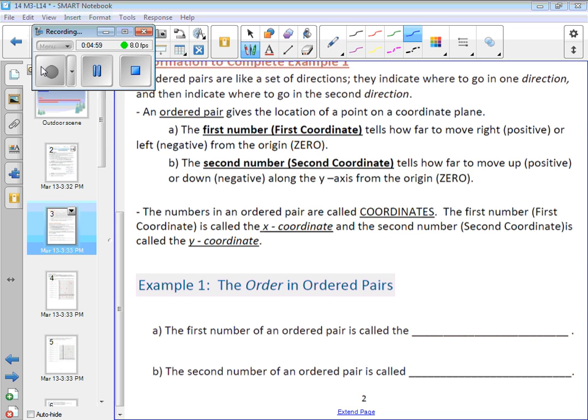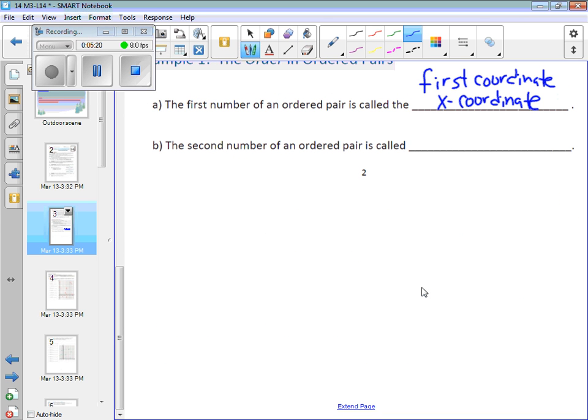Go ahead, Lil. We're going to call it two things. It could be called first coordinate or the x coordinate. So let's put both, because you'll see it in Common Core both ways. And I want you to be familiar with both. Can you see that? What about the second number? Matt? Y coordinate or second coordinate? Okay, and both terms again, you'll see it both ways. Second coordinate and the y coordinate.